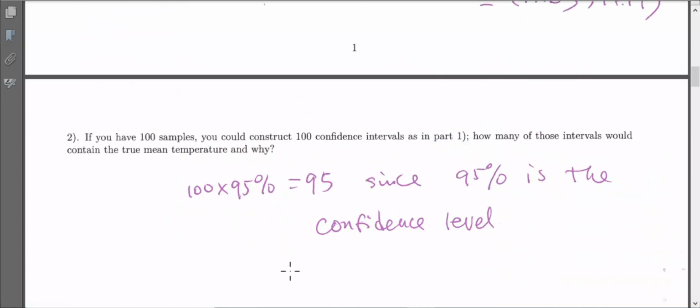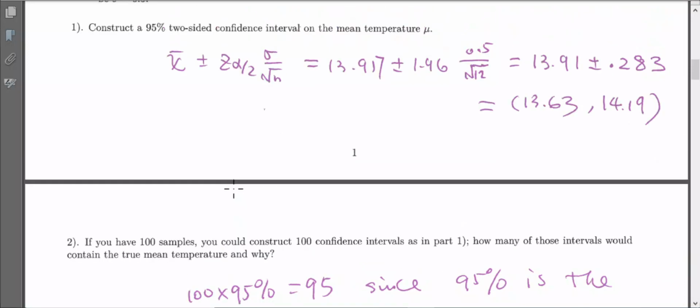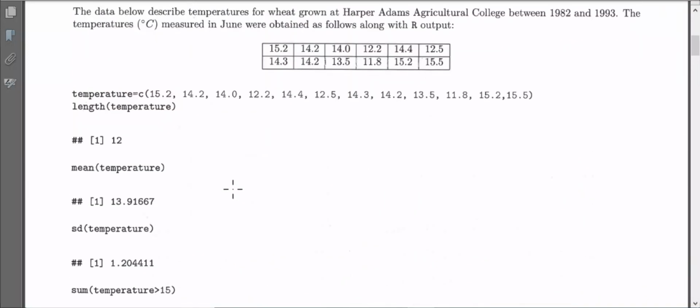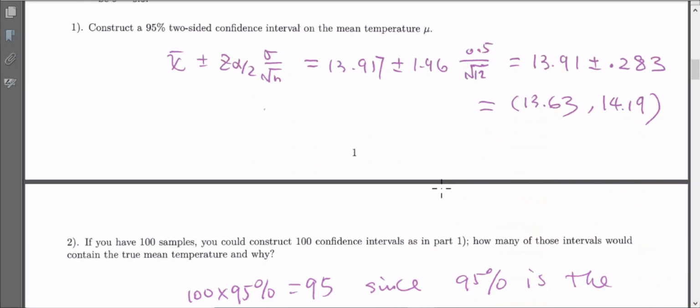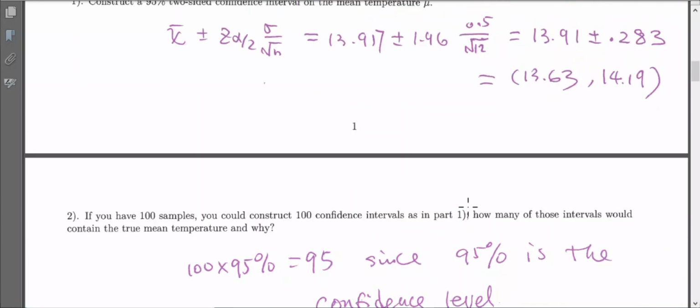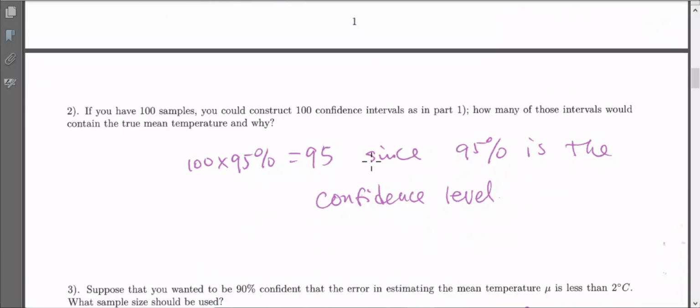And how do we interpret this 95%? For example, we have one sample here, so we have one interval. Just imagine we have 100 samples. We would have 100 intervals like this, and about how many of them are going to contain the true mu? That's exactly 100 times 95%, which is 95. This is the right way to interpret this 95%.